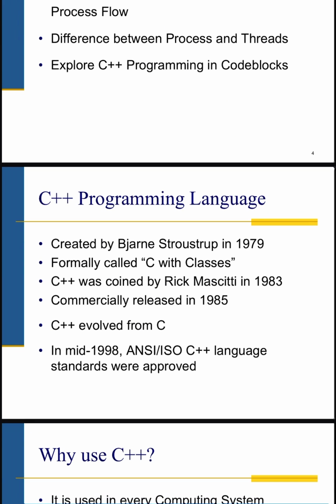So, the C++ programming language. It was created by Bjarne Stroustrup in 1979, formerly called C with Classes. C++ was coined by Rick Mascitti in 1983, commercially released in 1985, and C++ evolved from C. Yes, C++ evolved from C. So there was the C programming language before we had C++, because C++ has object-oriented programming.